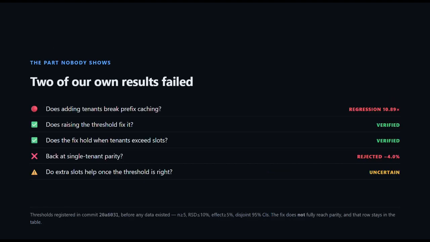One last thing. Every comparison goes through an adjudicator with thresholds committed before I collected any data. One of my own results came back rejected. The fix does not quite reach single tenant parity, there's a real 4% gap. It stays in the table. A benchmark that only reports its wins isn't one you should believe.